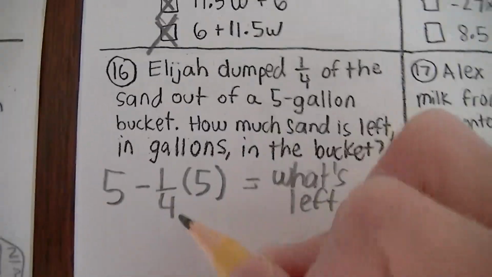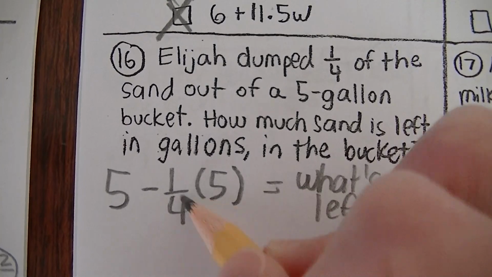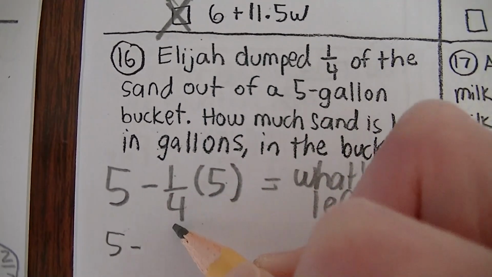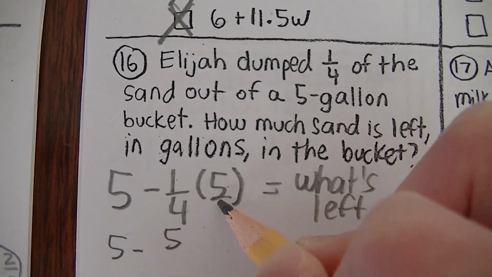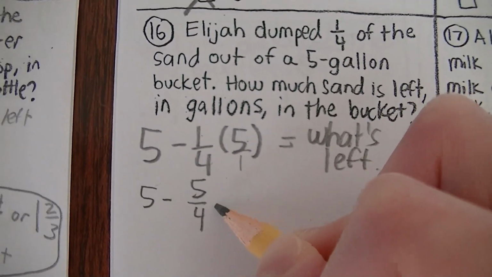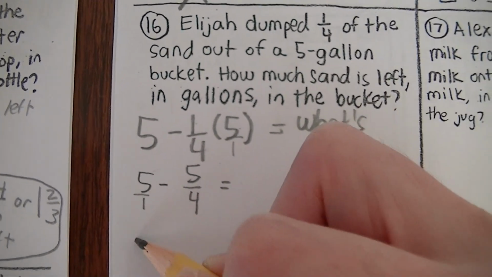So I need to get a common denominator because, well, first I have to multiply this. So 5 minus 1 times 5 is 5. 4 times 1 is 4. 5 times 5/4. I need to get a common denominator here. So I'm going to have a common denominator of 4.